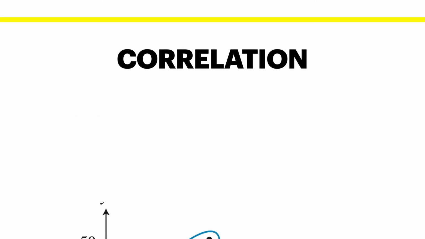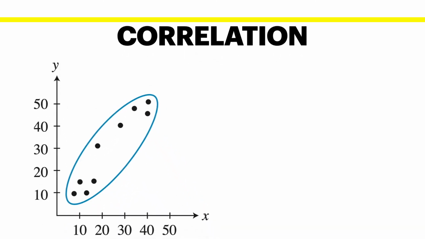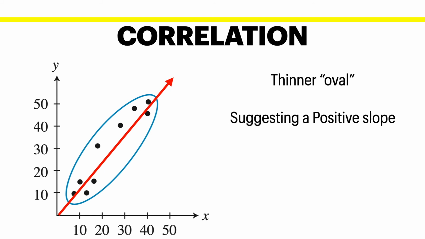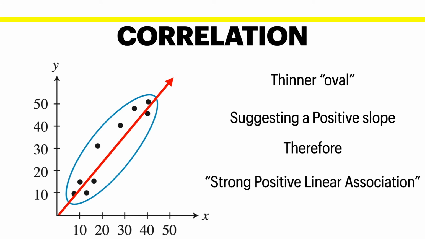Now, with the correlation here, I'm going to show you this illustration. Now we have a scatter plot and we have some points over here. They are vaguely resembling something. And I drew an oval here, an ellipse, showing us the distribution of this data. First, we have a thin oval, which is very thin. If you see the relative slope of the whole thing, it's suggesting a positive slope, and therefore this is going to be a strong positive linear association, only because your points are closer to the line of best fit. The closer they are to becoming a straight line, the better.